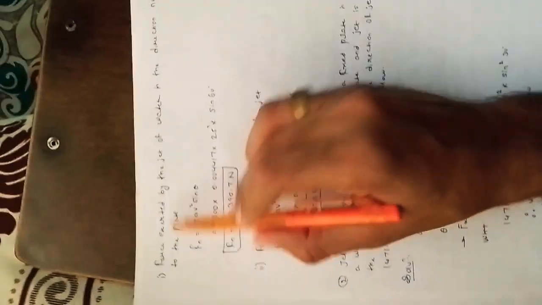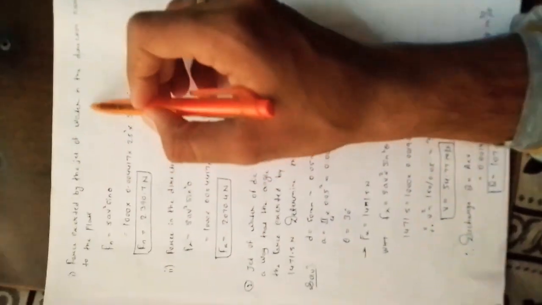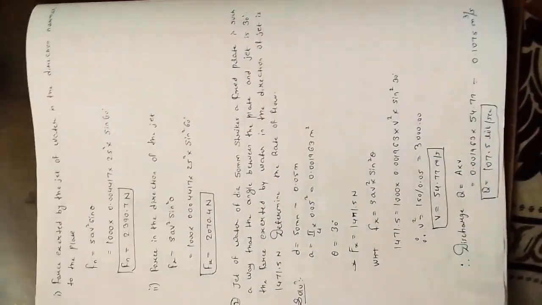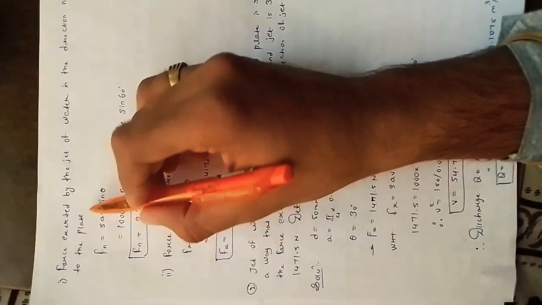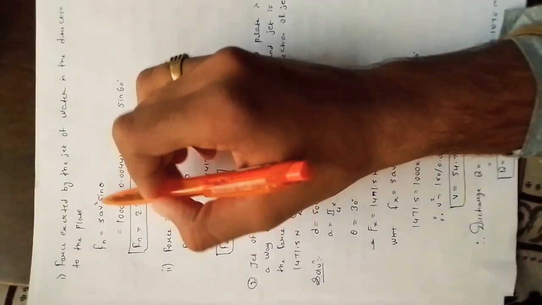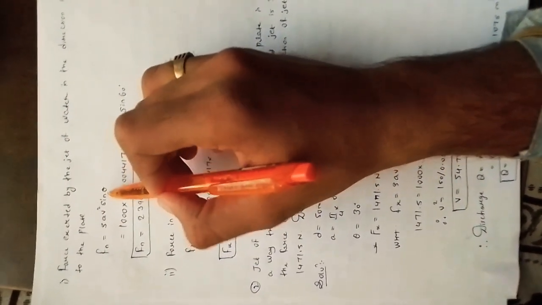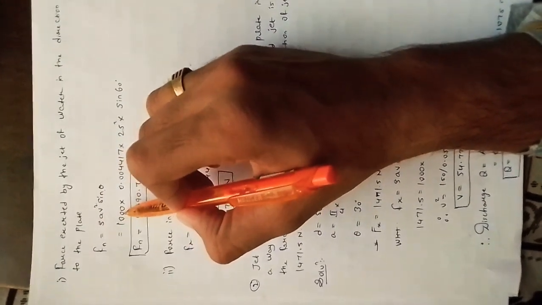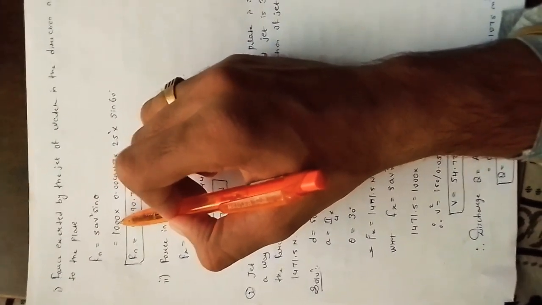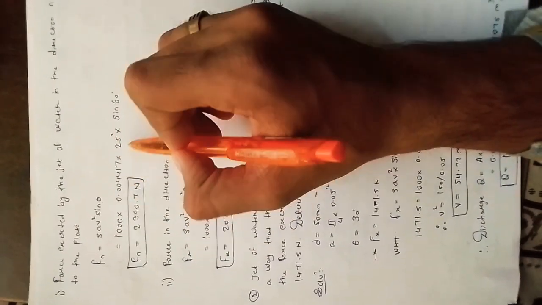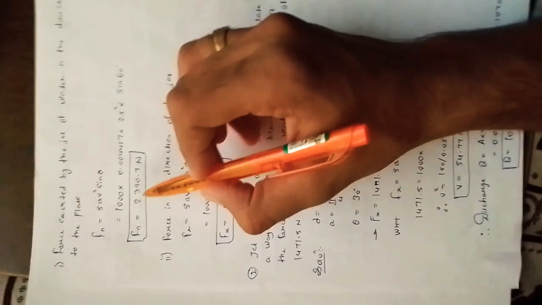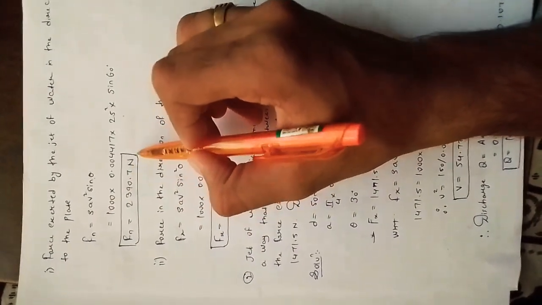Case one will be the force exerted by the jet of water in the direction normal to the plate, given by Fn equals rho a v square into sin theta. Correct, this was the first equation we have derived. Rho is 1000, we have given water so obviously the density of water will be 1000, into area we have found out, into velocity 25 square, into sin theta. So the Fn is 2390.7 Newton.